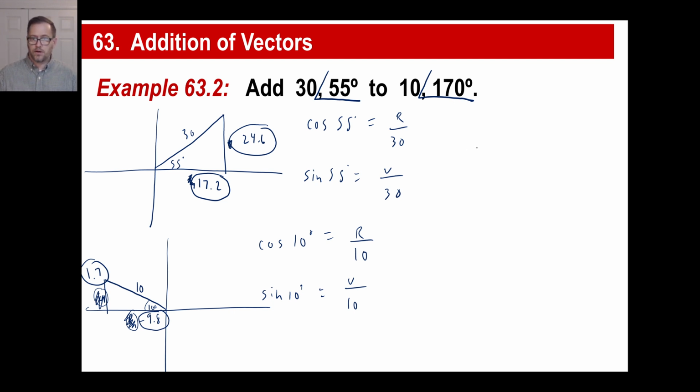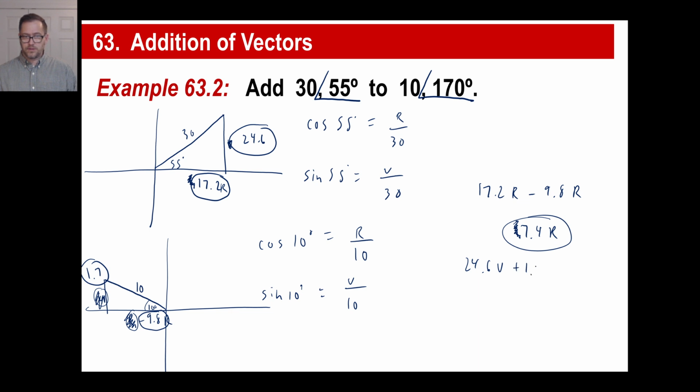Let's look at our r's. Of course, this is our r here and our r there. So we'll do 17.2 r minus 9.8 r, and that will give us 17.4 r. All right, excuse me, that's not right. That's 7.4. 7.4, all right? And we have the u's. We'll go up here. We have 24.6. And we're going to add 1.7 because it's going up as well. And this is going to equal 26.3u.